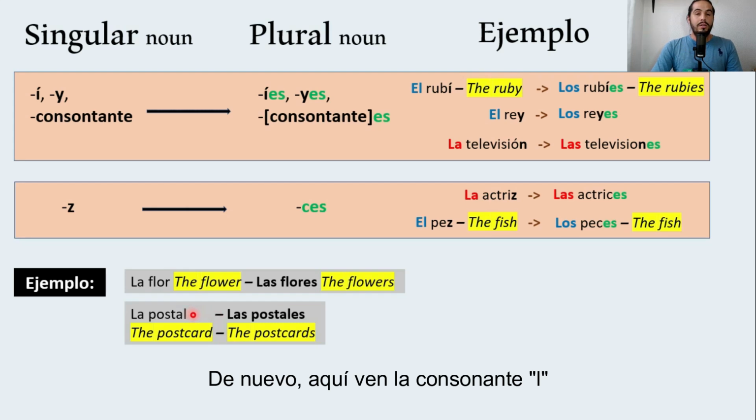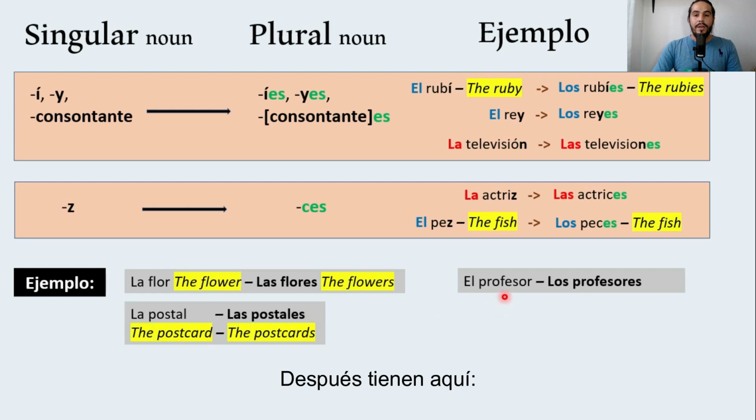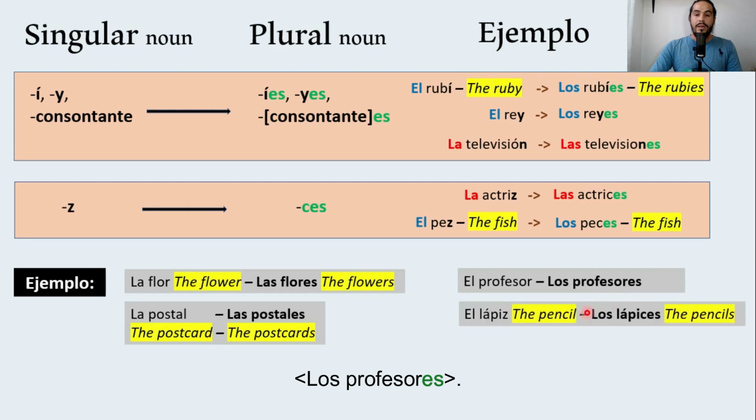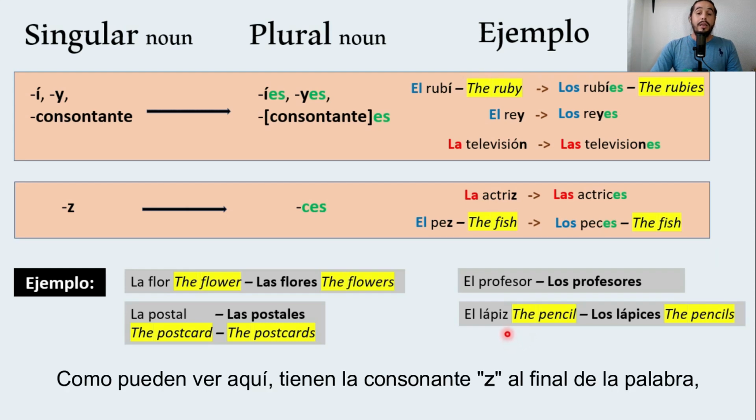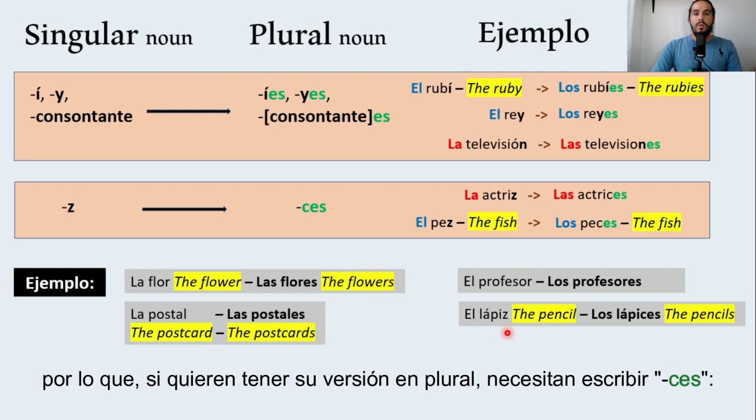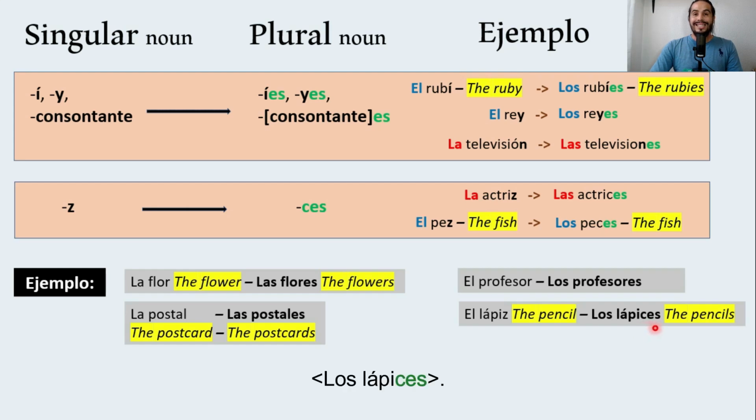Again, you see the consonant L. So if you want to have its plural form, you need to add es. Then you have here el profesor. Its plural form is going to be los profesores. El lápiz, the pencil. As you can see here, you have the consonant zeta at the end of the word. And so if you want to have its plural version, you need to write ces. Los lápices. Let's continue.